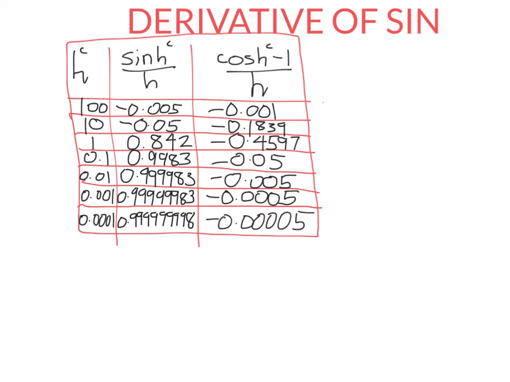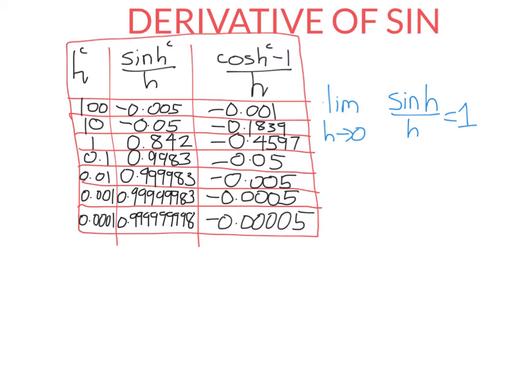So let's look first at this column here. What's happening is h is getting closer to 0. You can see sine h over h is getting closer and closer to 1. So another way to say this is the limit as h approaches 0 of sine h over h is equal to 1. Again, this rule only works when h is in radians.